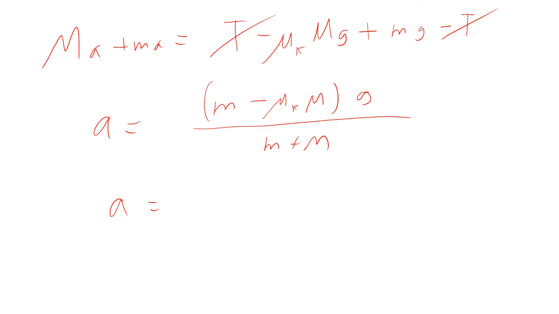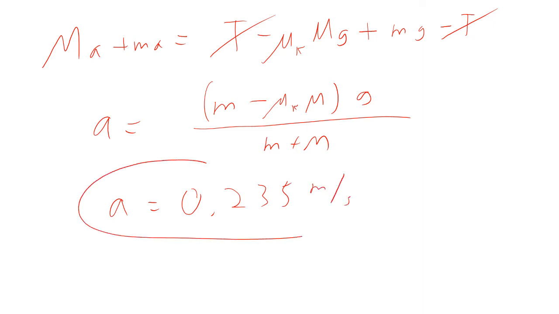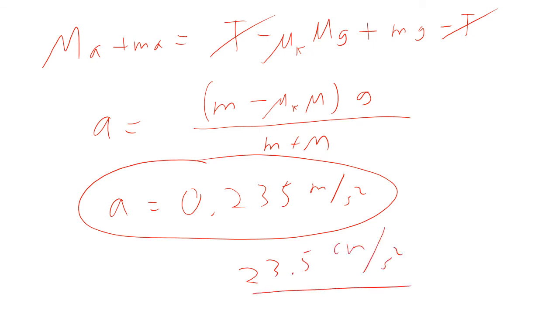So you start putting in all those numbers, and what you come up with is 0.235 meters per second squared, or 23.5 centimeters per second squared. I'd take either one of those. So there we have this problem, similar to what you've seen before, except now we've included friction into it.